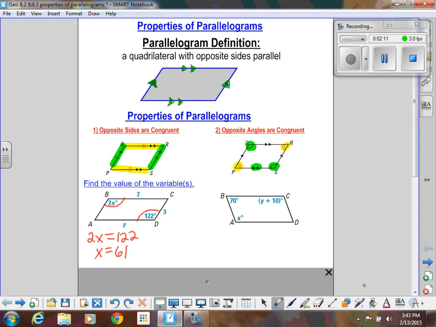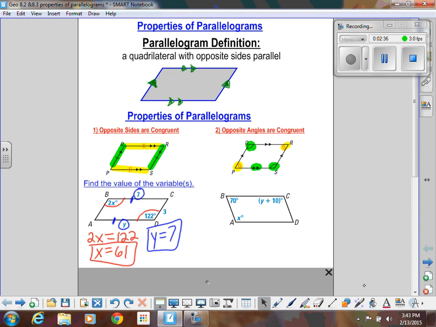Now for y, that's a side. That's representing this side right here. And then that side across from it is 7. And we know from the first property that opposite sides are congruent. So I know that y is just going to be equal to 7. So we've solved for both of those variables. Let's go to the other one.